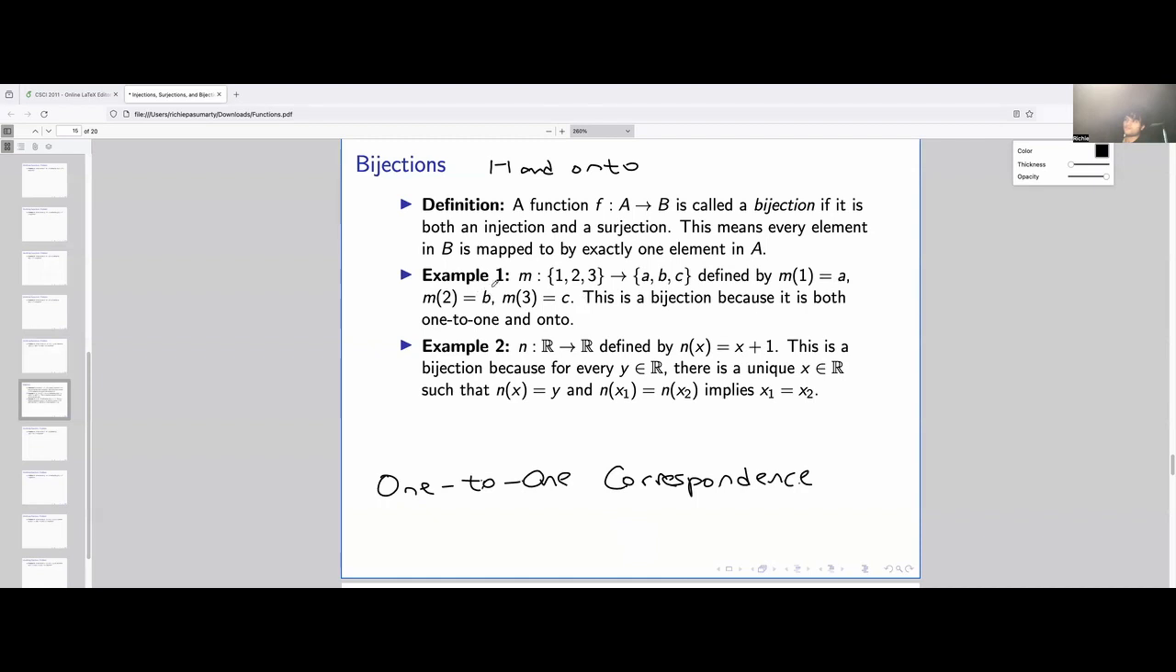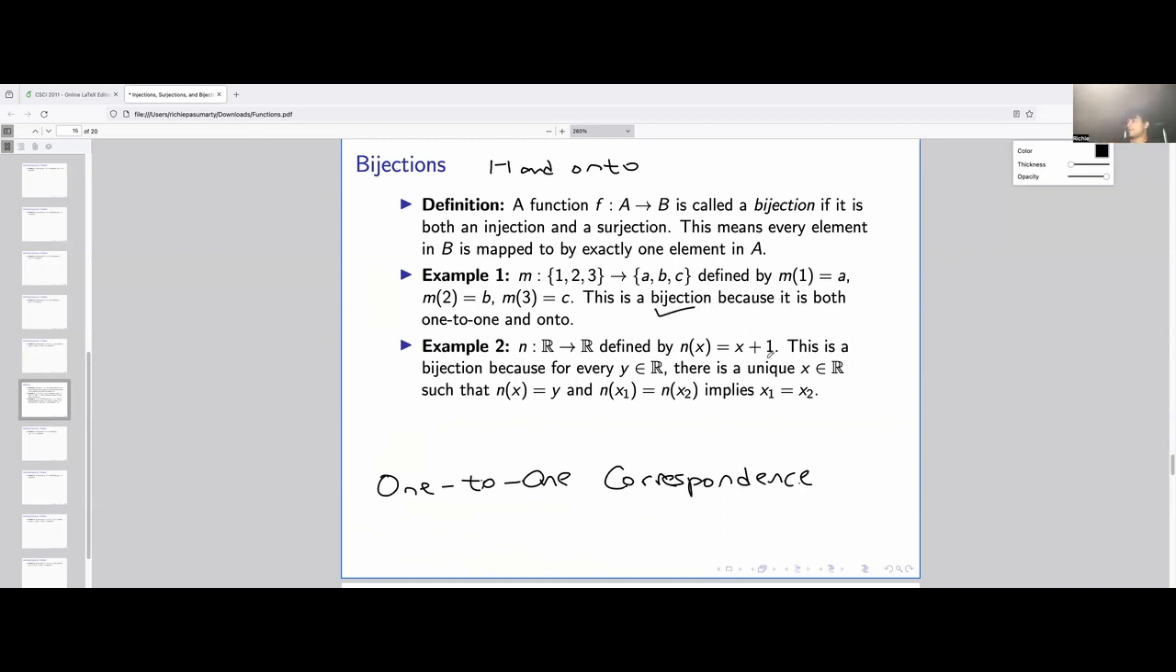All right, so let's see this example right here. The way I see if it's a bijection is if it's 1-to-1 and if it's onto. So this is 1-to-1 because there's only one value which maps to A, only one value which maps to B, and only one value which maps to C. And it's onto because for every value A, B, and C, I can find something in this set which maps to it. 1 maps to A, 2 maps to B, 3 maps to C. So it's 1-to-1 and onto. So it is a bijection.